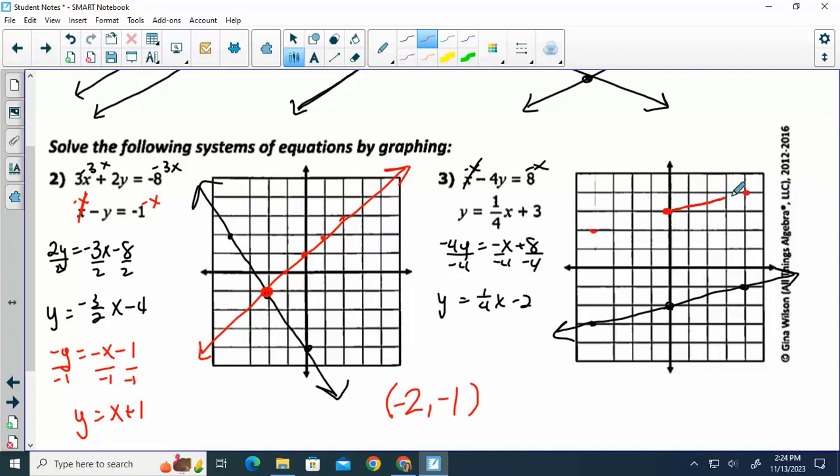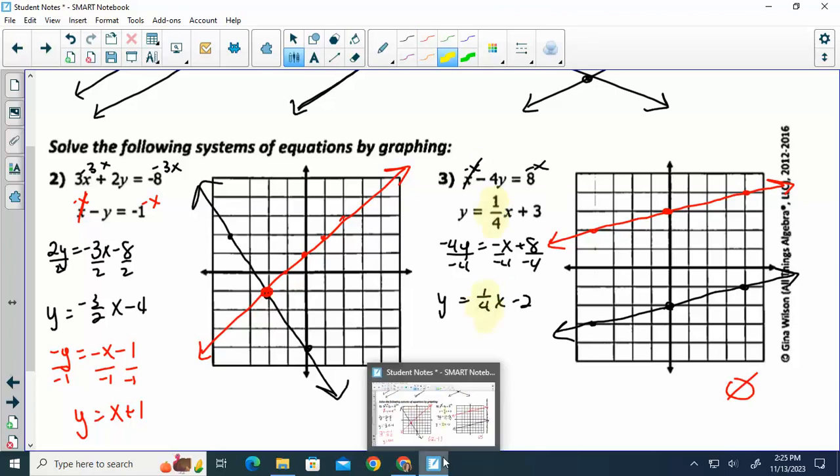So what's true about these? No solution. Is there a way you could know they were parallel before you graphed them? Same slope there. So we know they're going to be parallel. We know there will be no solution when we graph them. Okay. So what's the downside to solving these things by graphing? Has to be perfect. You can't mess up. Even if your dot's just slightly off, it can really change your answer. So we need some other options.